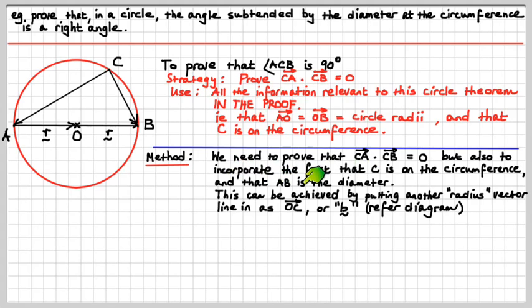This can be achieved, ladies and gentlemen, by putting in another radius, in quotes, because it's not the same vector as radius A to O and O to B, but another quote unquote radius vector line in as O to C, and I'm going to call that B. I can't call it R as I've written over there for A to O and O to B, because it is not R. It might be the same length, but it's not the same direction. So refer to the diagram. Are you watching? Here it comes. Kaboom! Now, put that line in there.